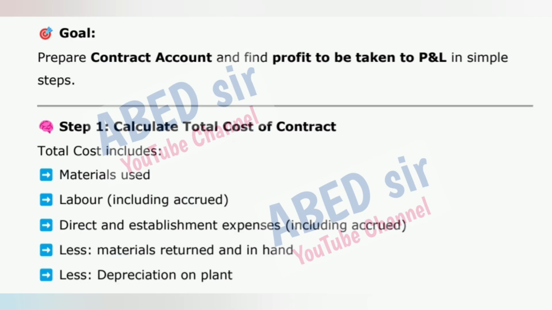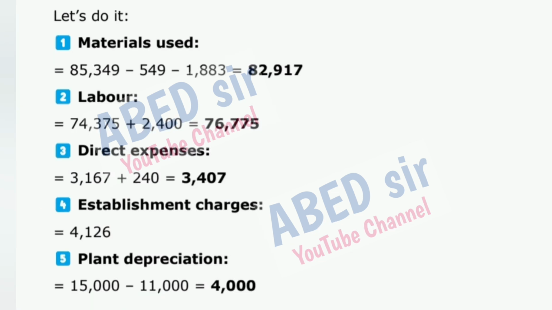Step 1. Calculate total cost of contract. Total cost includes materials used, labor including accrued, direct and establishment expenses including accrued, less materials returned and in hand, less depreciation on plant. Let's do it. 1. Materials used is equal to 85,349 minus 549.